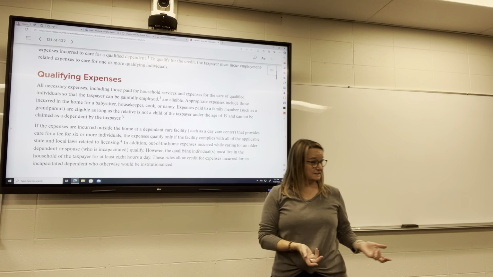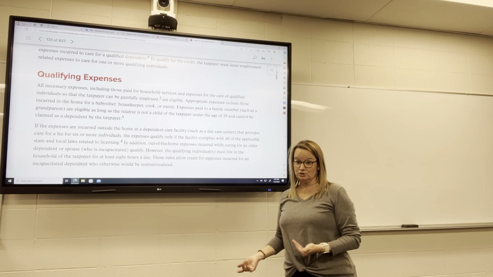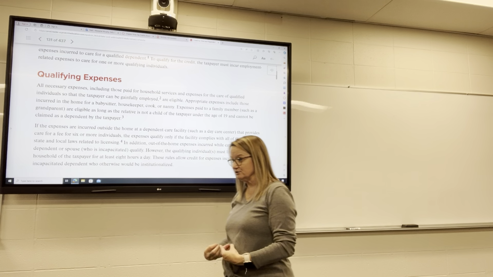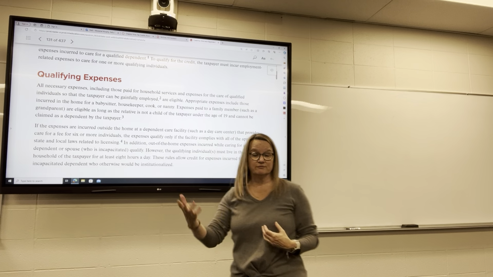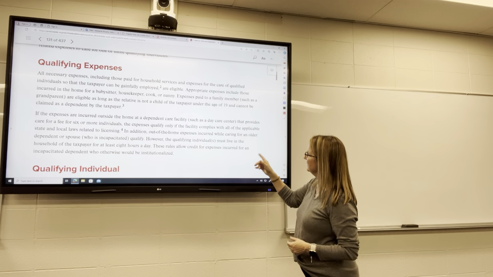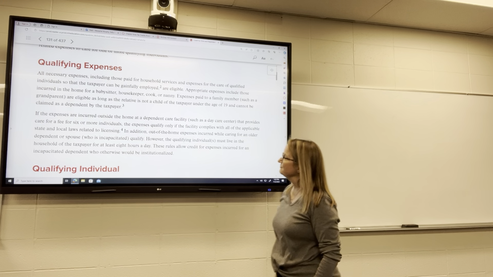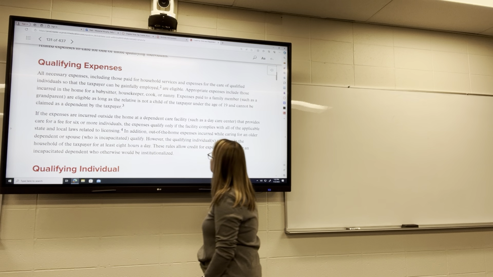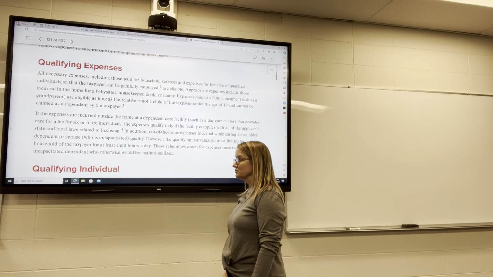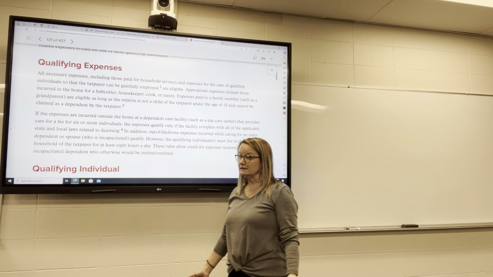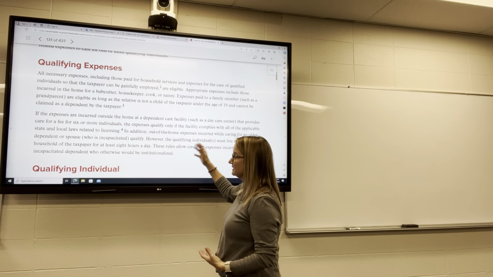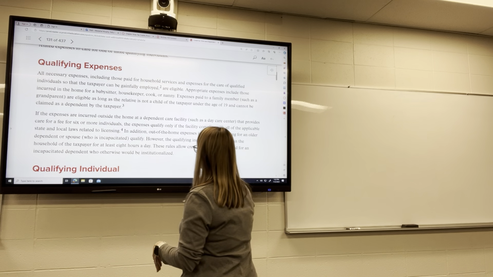But you can have your children pay your children to do it. Now the other side of that is they have to claim any amounts received as income on their end in order for you to get that deduction. If the expenses are incurred outside the home at a dependent care facility that provides care for a fee for 6 or more individuals, the expenses will qualify only if the facility complies with all applicable state and local laws regarding licensing. So technically speaking, if it's a care center, then they have to be licensed by the state in order for the credit to qualify.